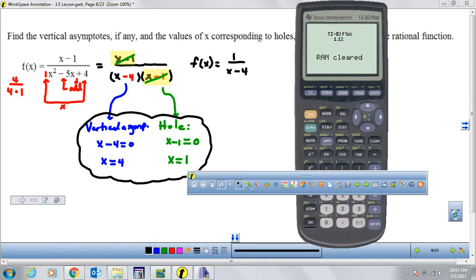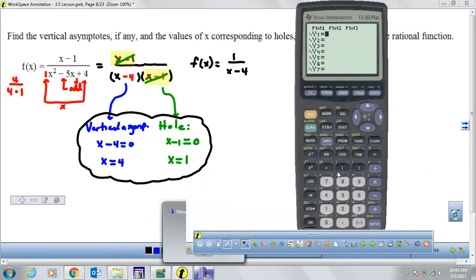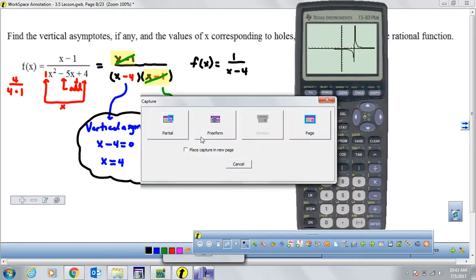Okay, so we got this. We're going to go to the y equals, and we're going to put the original function in. Make sure you put the numerator and denominator in parentheses anytime you graph a rational function. So x minus 1 divided by, and then another parentheses, and we have x squared minus 5x plus 4. Then we're going to graph it. And I'm just going to paste the graph of this function right over here so you can see.